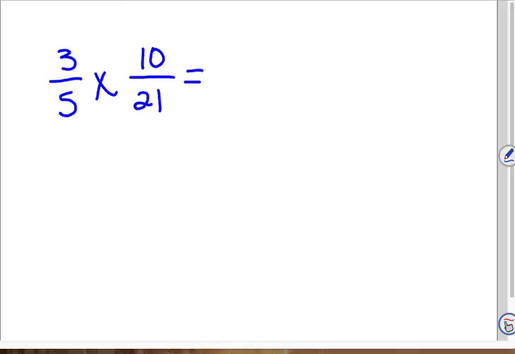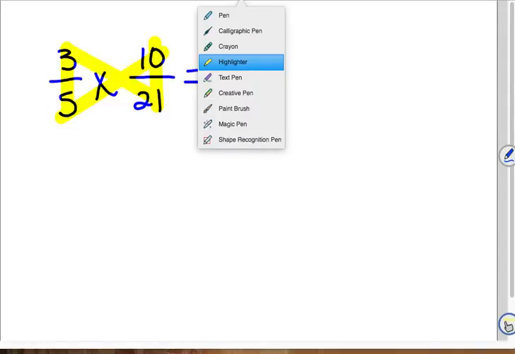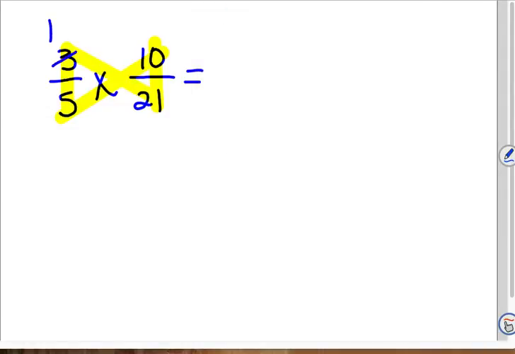Okay, so the threes and the ones can go with each other. So a 3 would turn into a 1, and the 21 would turn into a 7. Okay. And 5 and 10 would turn into, 5 would turn into a 1, and 10 would turn into a 2. Thank you. Then 1 times 2 is 2, and 1 times 7 is 7, giving 2/7. Nice job. And as I walked around, everybody had 2/7, correct? Good. All right, let's try one more.